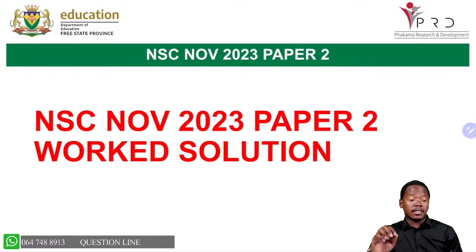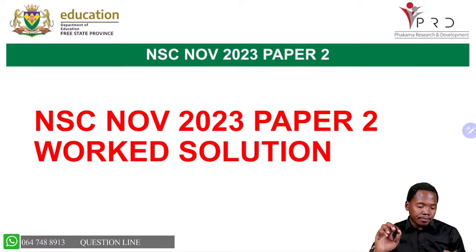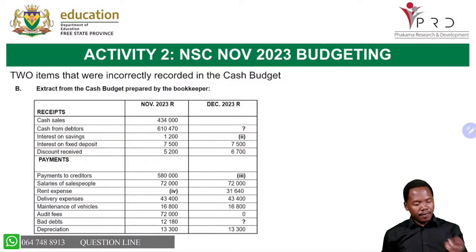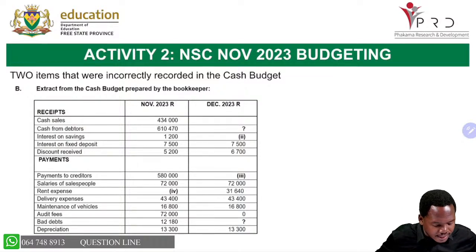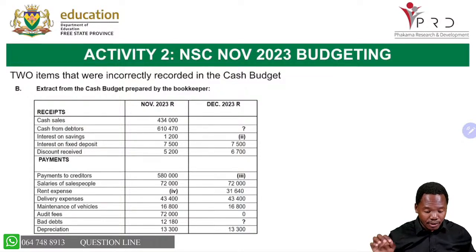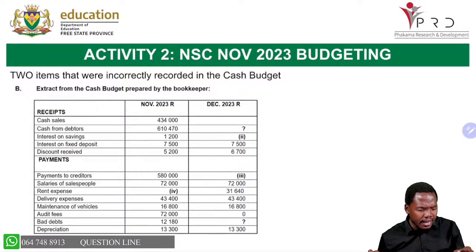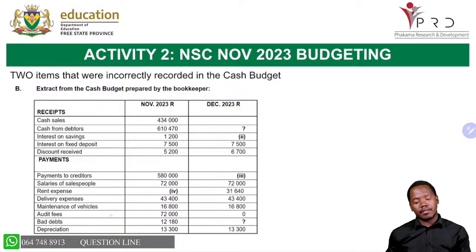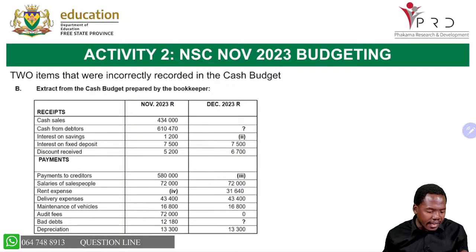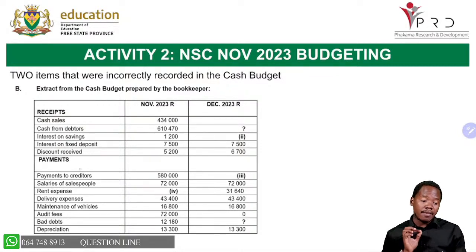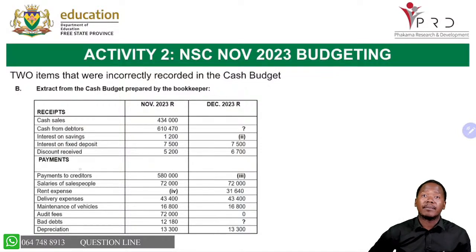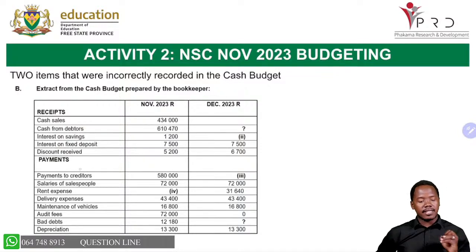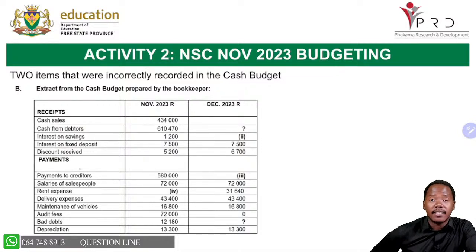Now, let us look at the worked example or solution of this question paper that I've just explained. Now, first question says, identify 2 items that were incorrectly recorded. Which items in this cash budget prepared for us were not supposed to be entered there? Anything that doesn't belong here, I'm going to give you 5 seconds to identify one and 5 seconds to identify the other one. So I'm giving you a total of 10 seconds. 10 seconds starts now. Let's identify those 2 items.